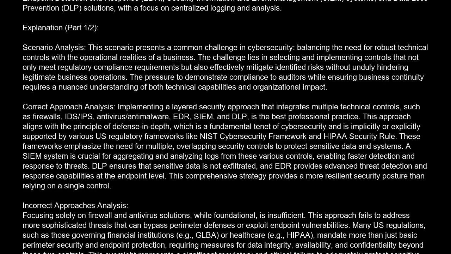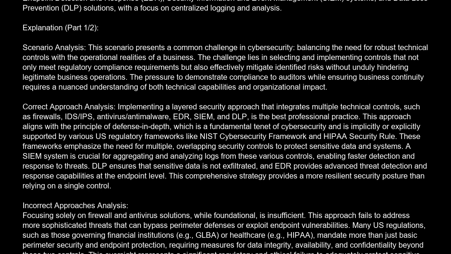A SIEM system is crucial for aggregating and analyzing logs from these various controls, enabling faster detection and response to threats. DLP ensures that sensitive data is not exfiltrated, and EDR provides advanced threat detection and response capabilities at the endpoint level. This comprehensive strategy provides a more resilient security posture than relying on a single control. Incorrect approach analysis. Focusing solely on firewall and antivirus solutions, while foundational, is insufficient.